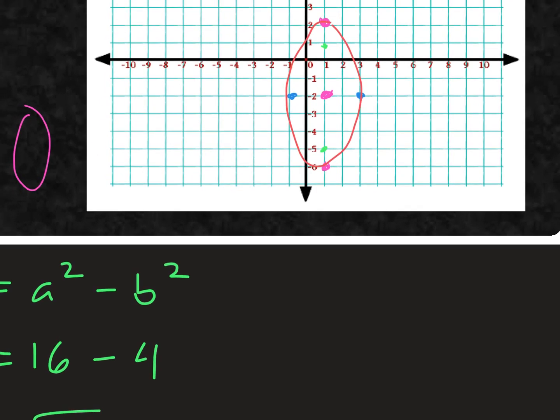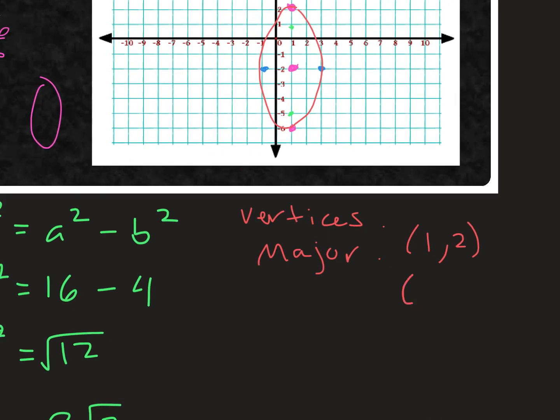So my vertices on my major axis would be, first one would be to the right 1 and up 2, so 1, 2. What would my other major vertex be? Look at the picture. This point down here. 1, -6.